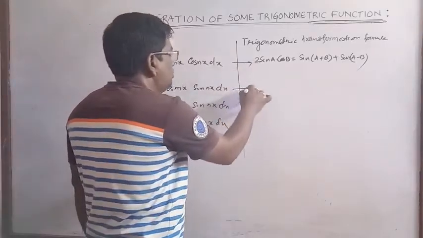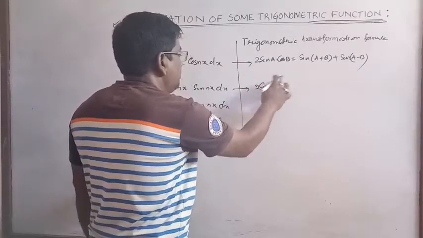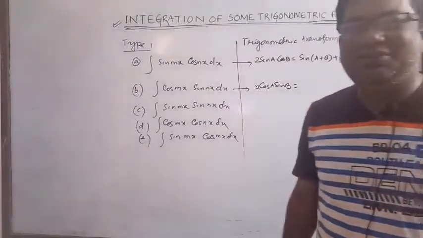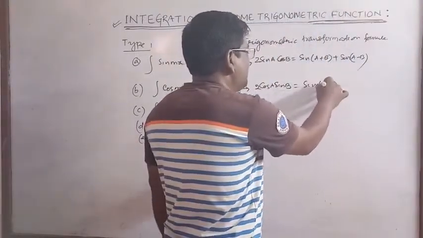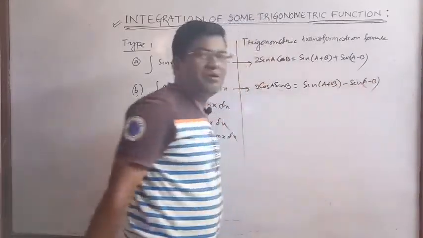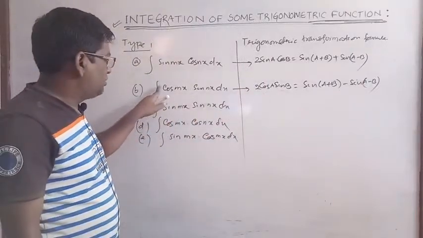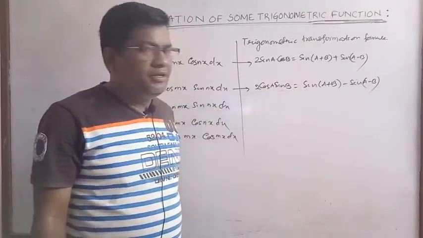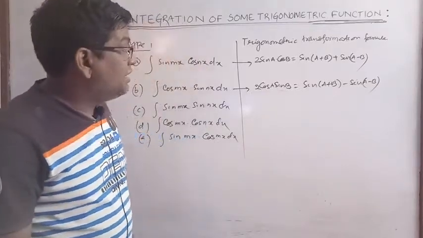For cos A sin B we use 2 cos A sin B. What is the 2 cos A sin B formula? It is sin(A+B) minus sin(A-B). Here also the 2 is absent, so we multiply and divide by 2, and we get the formula 2 cos A sin B equals sin(A+B) minus sin(A-B).